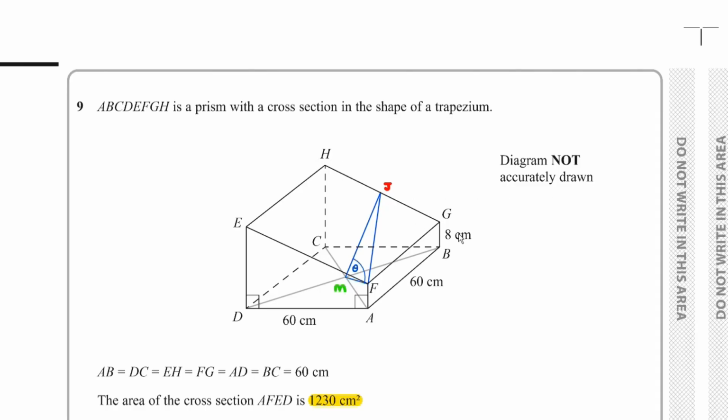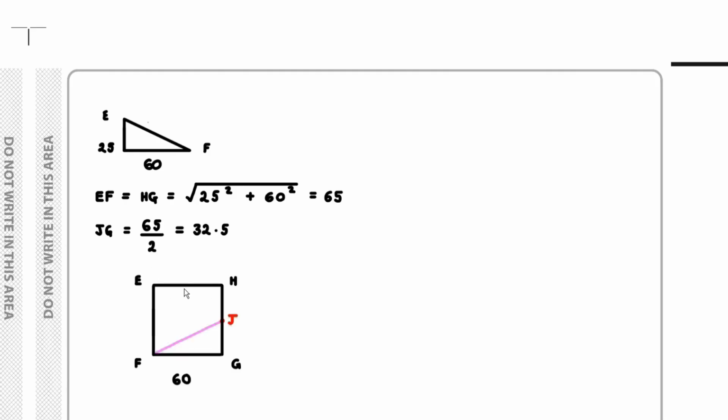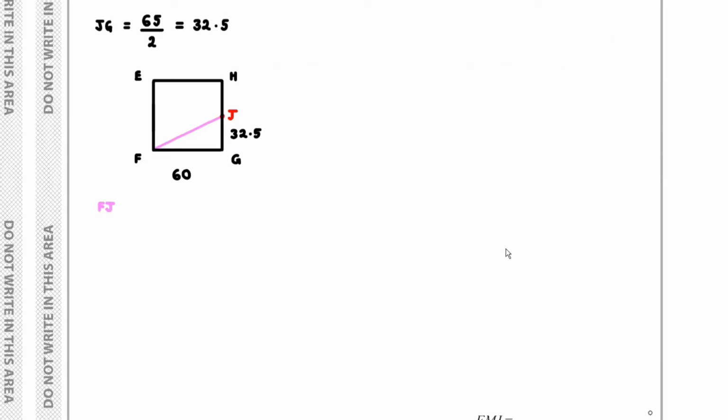So this length is 65, so now we can find JG. JG, that's half of the 65, so 65 over 2 is 32.5. So here is the top part. We've got J over there, we've got F over here, and this length is 32.5. Now if we go back to our blue triangle over here, we need JF, we need MF, and we need MJ. So what we'll do is we'll find out what FJ is using Pythagoras. That's equal to the square root of 60 squared plus 32.5 squared, which is 68.2.